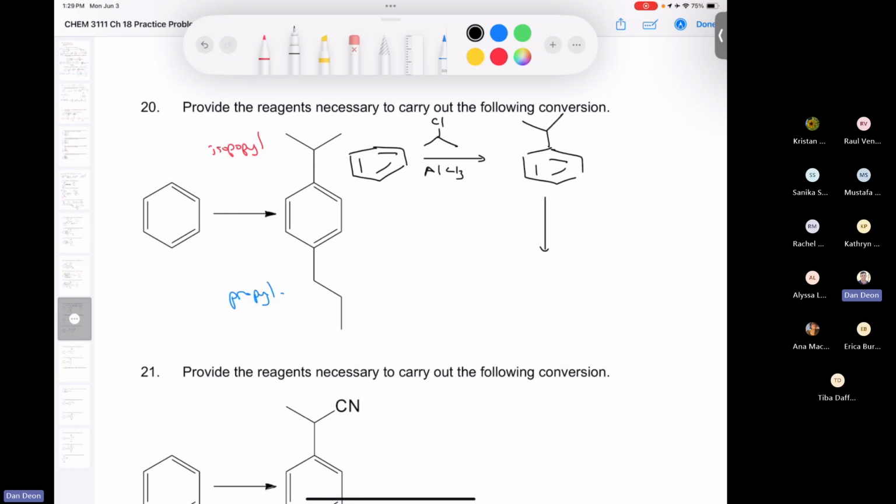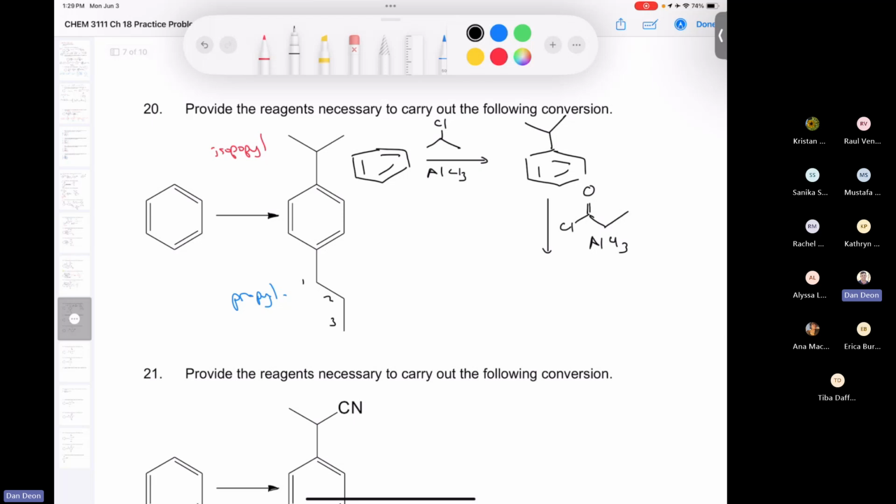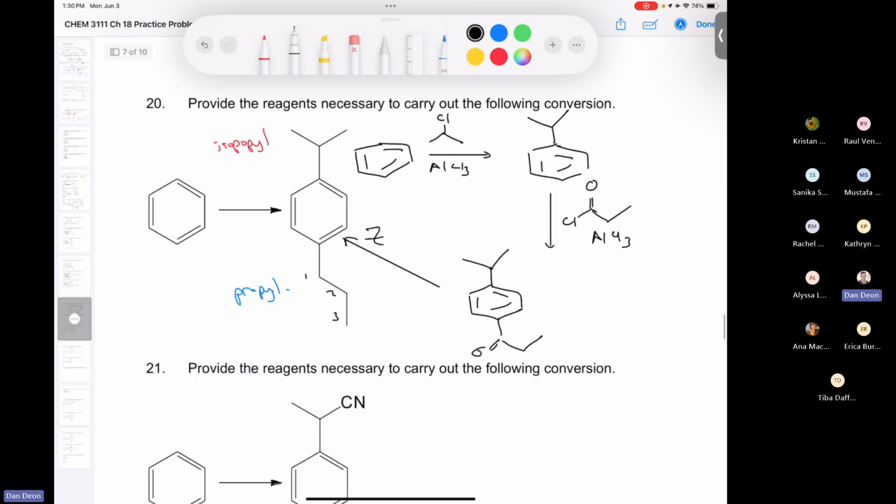Then we need to do the Friedel-Crafts acylation. So for that we need how many carbons? 1, 2, 3. So 1, 2, 3, and aluminum chloride, and that's going to give you the acyl compound. Running out of space here, but you get the idea. All right, and then after that, to get to the final product, we just do the Clemmensen reduction. So we use the zinc mercury amalgam with HCl and heat.